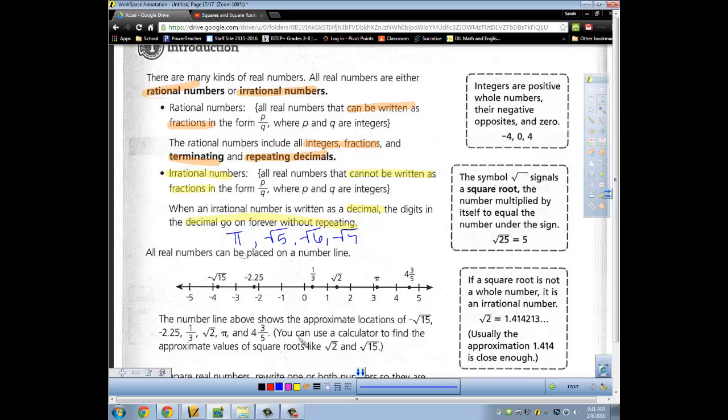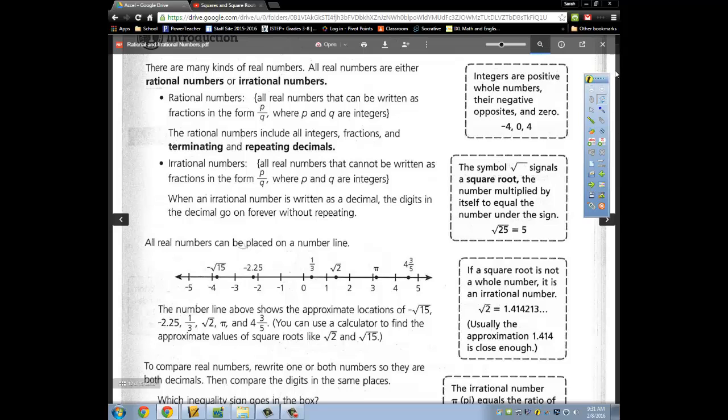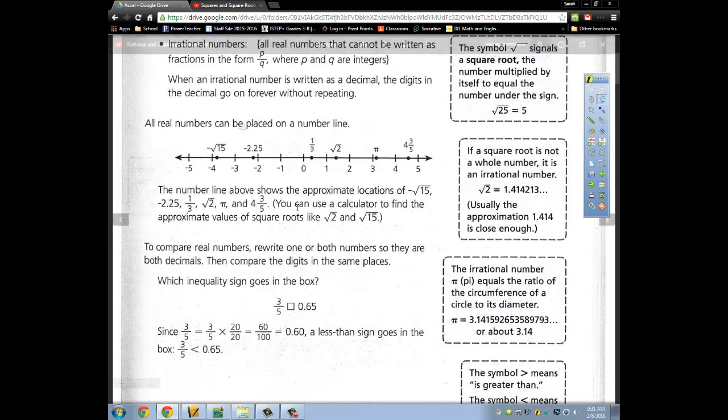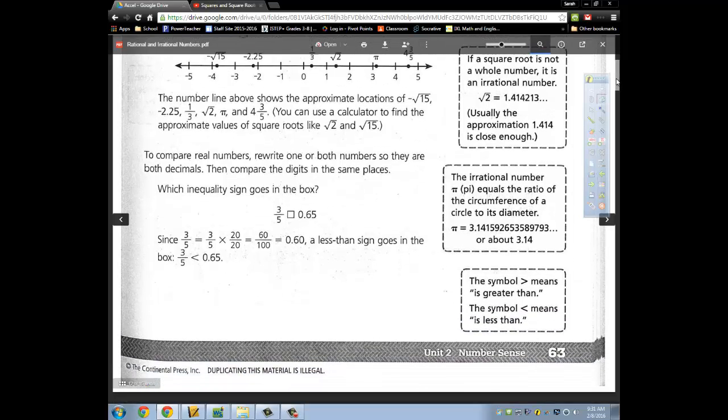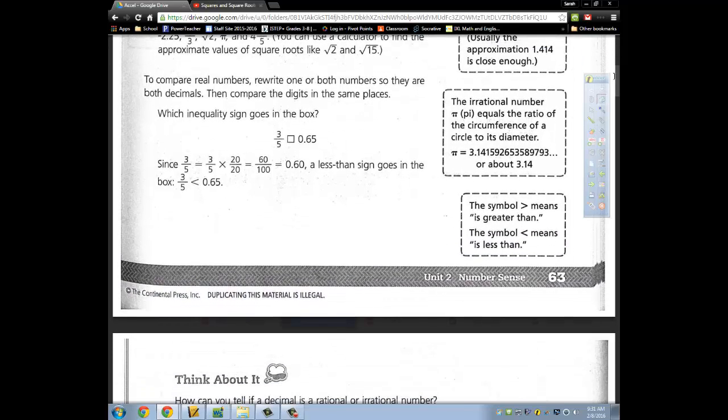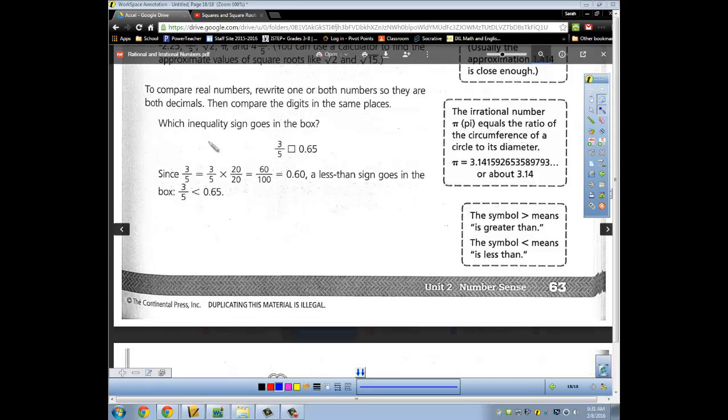We're going to be talking about how to place numbers on a number line here in a little bit, so they just showed us a quick example of how to do that. Typically we're going to turn them into decimals and figure out where they go, so we'll see an example like that. The question at the bottom, they want you to compare 3/5 and 0.65. So they want you to use an inequality symbol, which means less than, greater than, less than or equal to, or greater than or equal to.